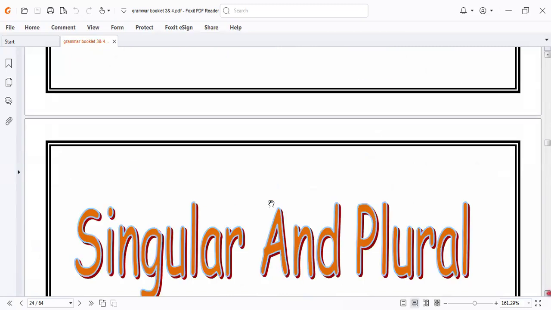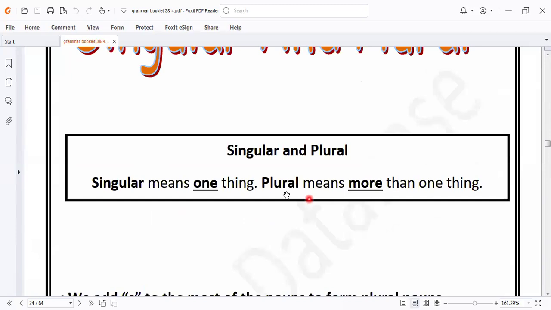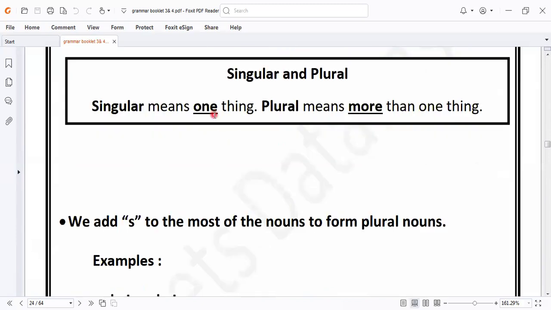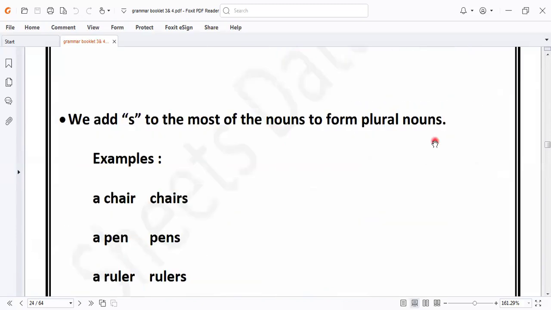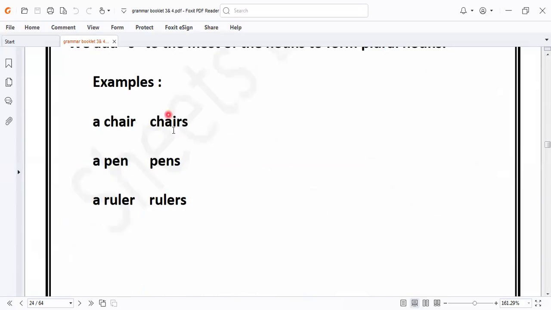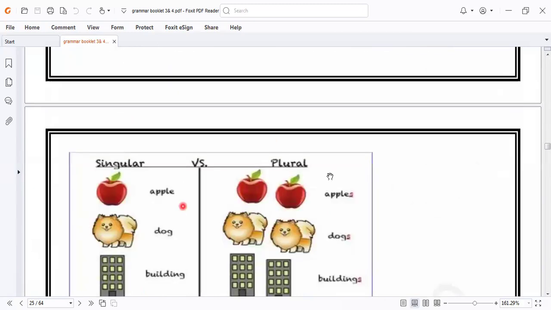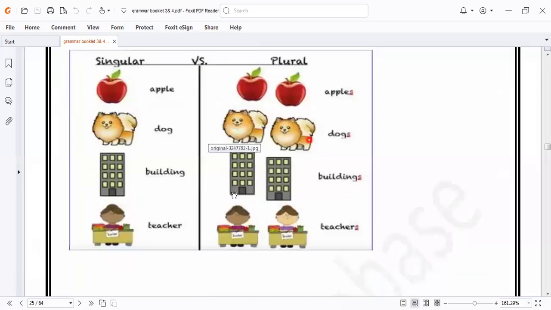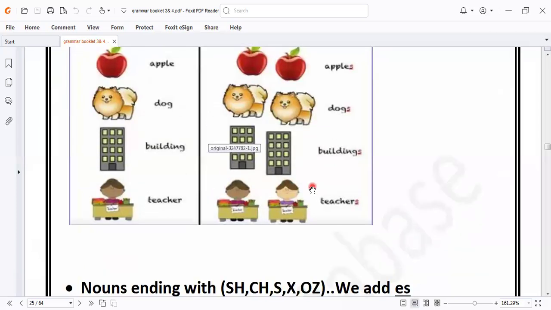Here we have singular and plural. Singular describes one thing, and plural describes more than one thing. Like chairs, beans, and rulers. We have here apples, dogs, buildings, teachers.